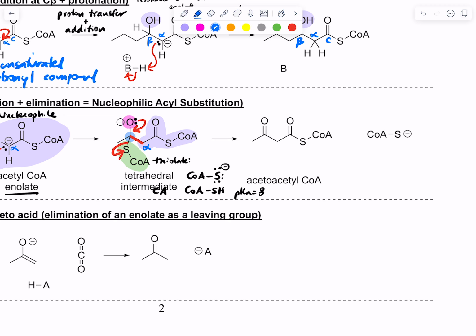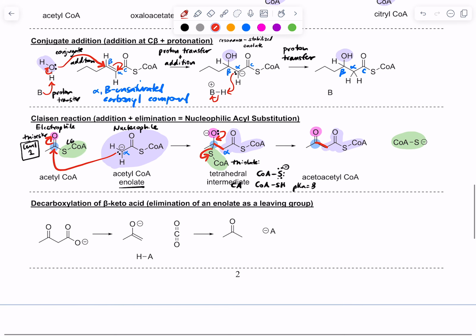Your product, this portion of the product used to be your nucleophile. This portion of the product used to be your electrophile. The coenzyme A leaving group is gone, and in red is the new bond that you made. So this is a Claisen reaction.